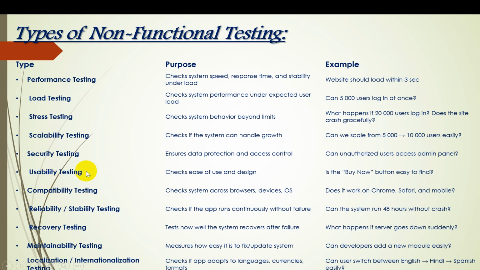Okay. Next is compatibility testing. There we can check how our application performs the same, or as it is, on different systems like operating systems, browsers and devices. Okay, like Chrome, Safari, Edge, mobile. Okay? Then reliability and stability testing.